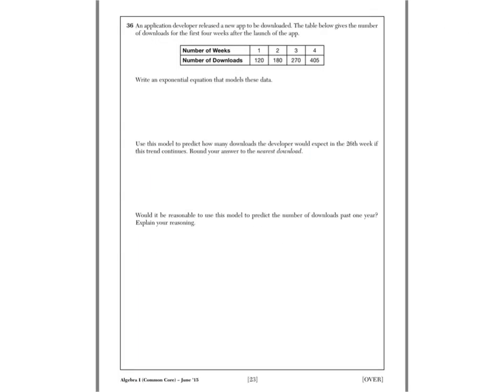Number 36. An application developer released a new app to be downloaded. The table below gives the number of downloads for the first 4 weeks after the launch of the app. Write an exponential equation that models these data. So what I would do in order to do that, I would use the exponential regression feature on the calculator. I would put these numbers into a spreadsheet.